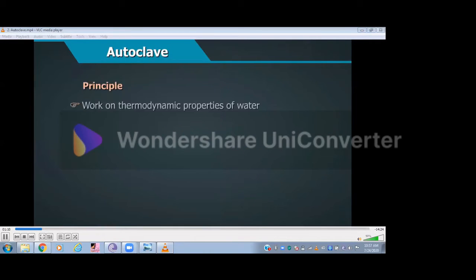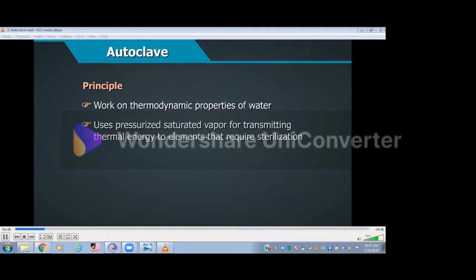Principle. Autoclaves work by taking advantage of the thermodynamic properties of water. Autoclaves use pressurized saturated vapor for transmitting thermal energy to elements that require sterilization. In general, this method is known as steam or moist heat sterilization.